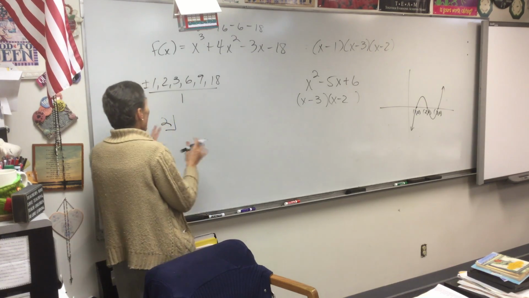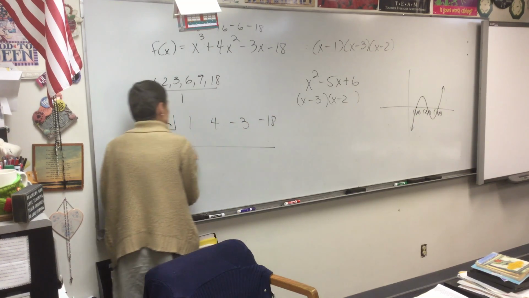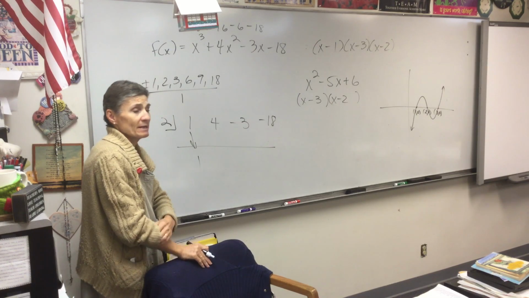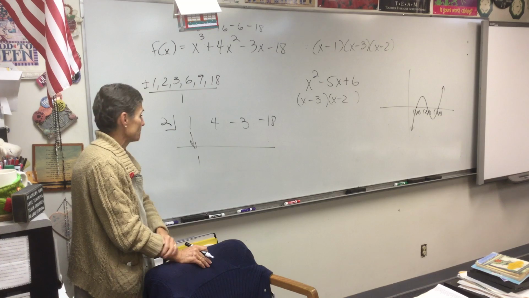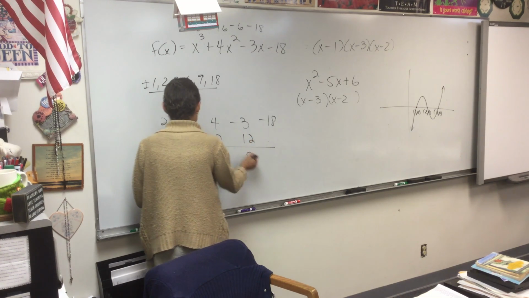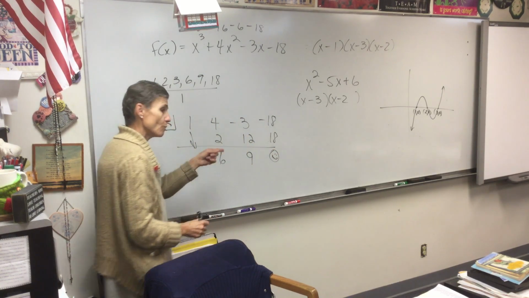As soon as you guess a number that gives you a 0, you want to divide it out, because we don't want to spend any more time guessing than we have to. It takes too long. So when I divide it out, there's that 0 that I knew I should get.